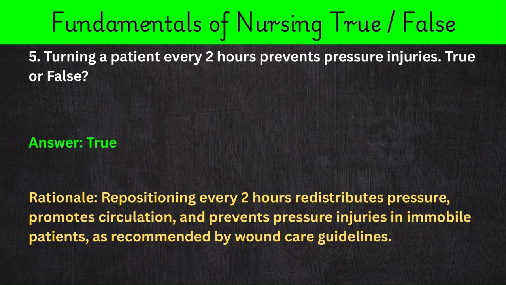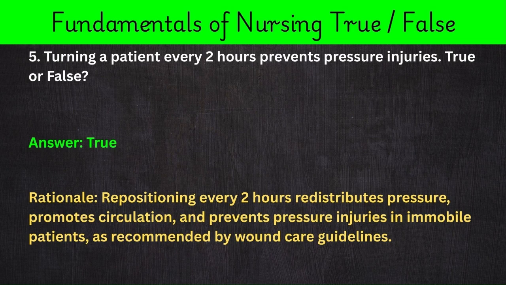5. Turning a patient every 2 hours prevents pressure injuries. True or false? Answer: true. Rationale: repositioning every 2 hours redistributes pressure, promotes circulation, and prevents pressure injuries in immobile patients, as recommended by wound care guidelines.